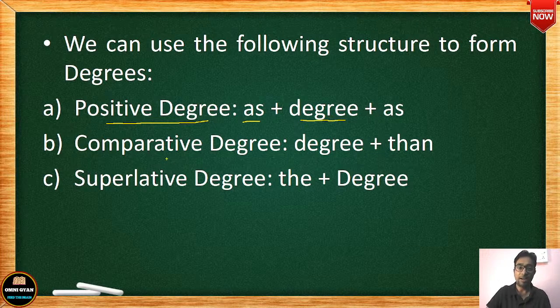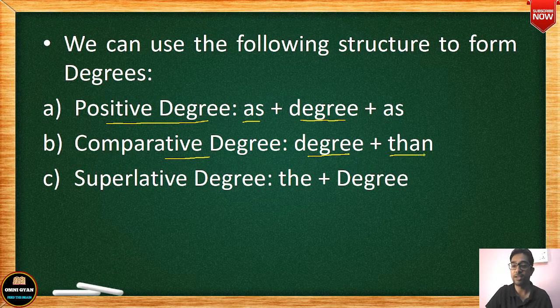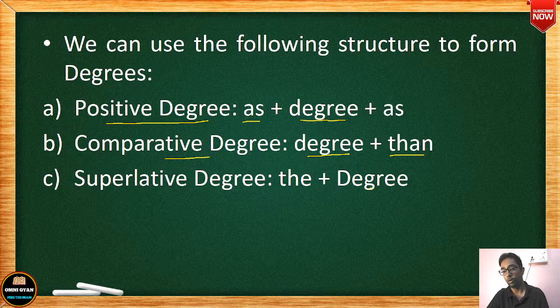ठीक है, comparative degree, what you have to do is that you have to use that particular degree, that word, plus after that particular word, you have to put the word than, and then I'll be explaining you with the help of examples. Don't worry, it will not be confusing at all. In superlative degree, you have to use the and then the degree. Okay, जैसे कि मैंने good, better, best कहा. I said good, better, best. So best is the superlative degree. So what you have to do is that you have to write the and then superlative degree, best, the best.